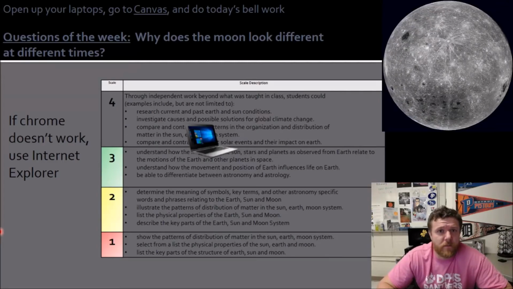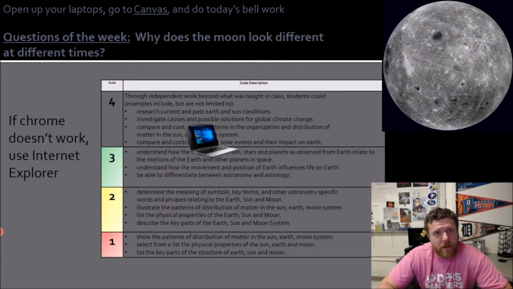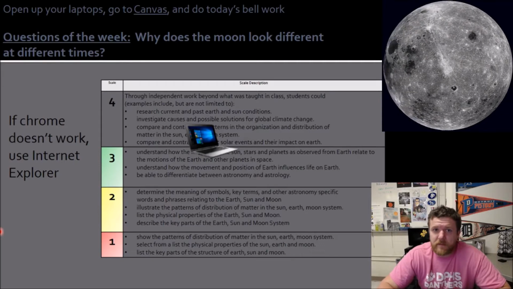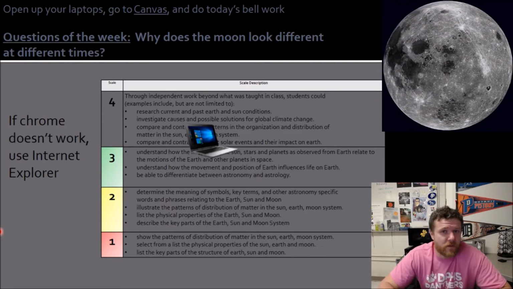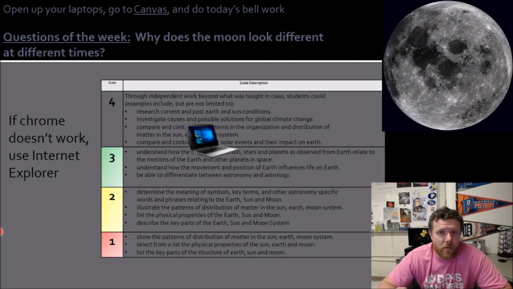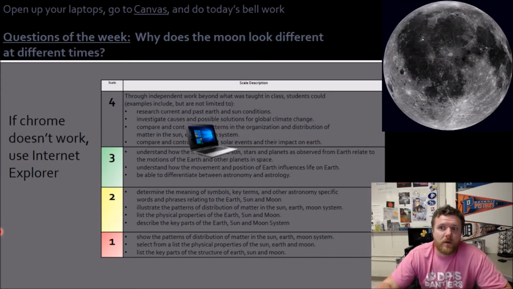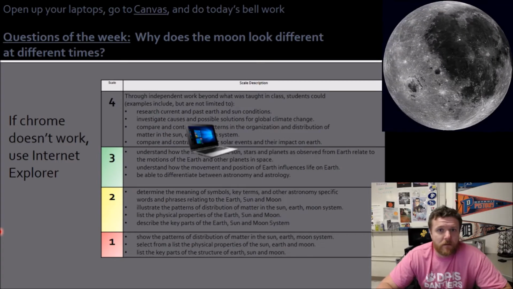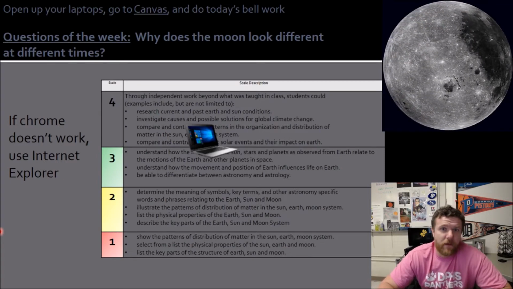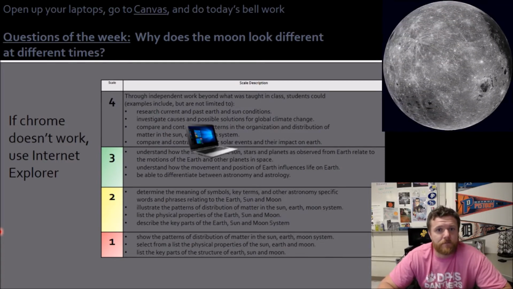You guys wrote this question down a few weeks ago. Why does the moon look different at different times? And we're finally going to wrap this up, and you should be able to answer this question by the end of today. We're going to start, though, with Derek from Veritasium going out and interviewing people about why they think the moon looks different at different times.